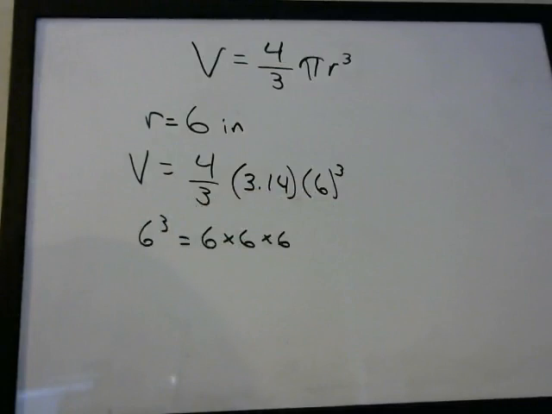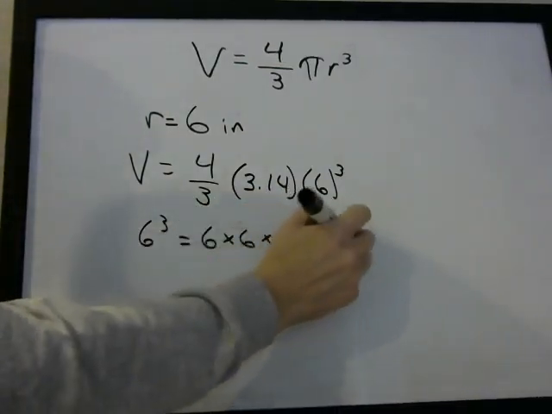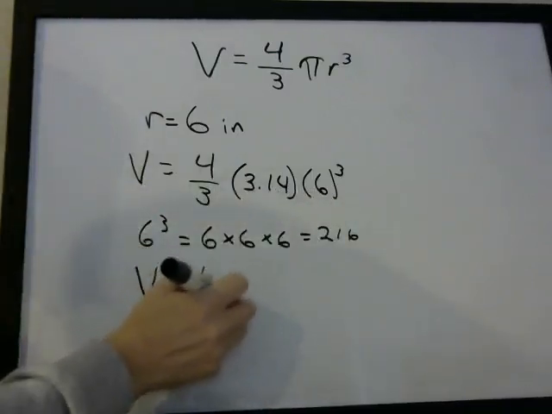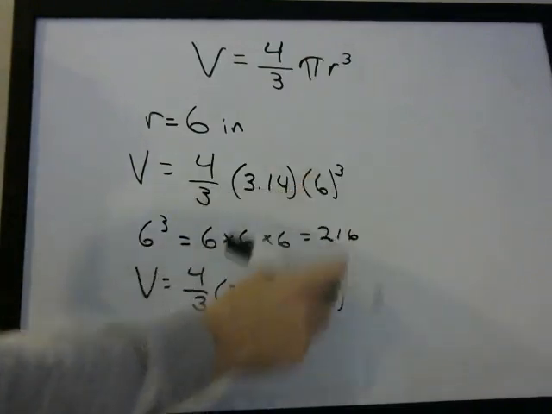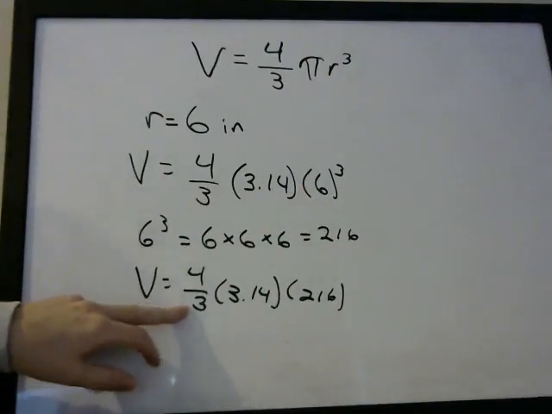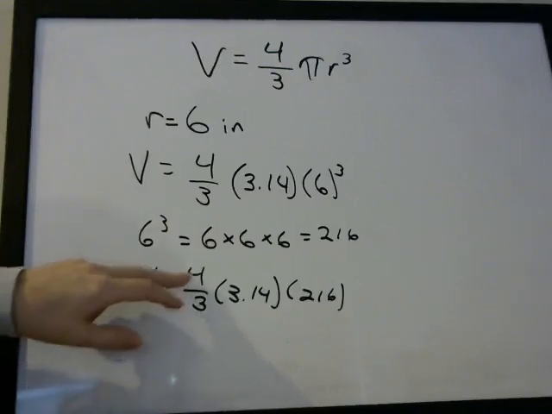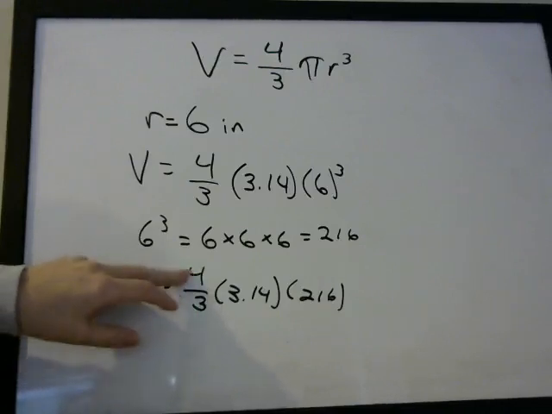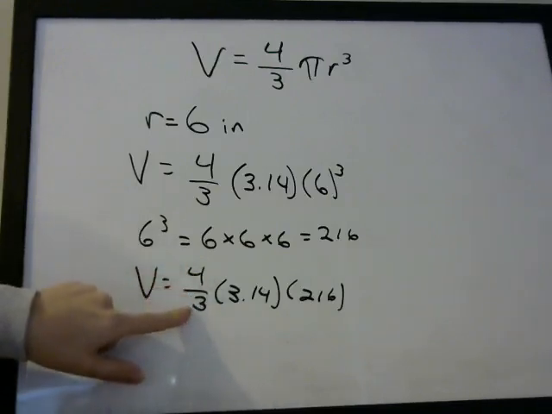So what is 6 cubed? You just plug that in your calculator. 6 times 6 times 6, you're going to get 216. So the volume is 4/3 times 3.14 times 216, because 6 cubed is 216. Now you just plug this in your calculator. How are you going to plug 4/3 into your calculator? Remember, this is a fraction. It's just a division. So it's 4 divided by 3. You read it from top to bottom. Don't do 3 divided by 4. You go from top to bottom. 4 divided by 3. Plug that in your calculator.